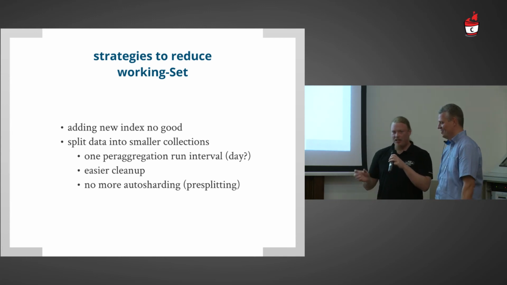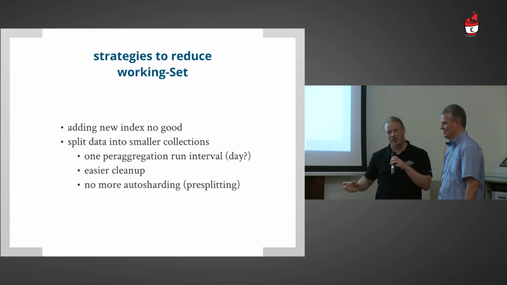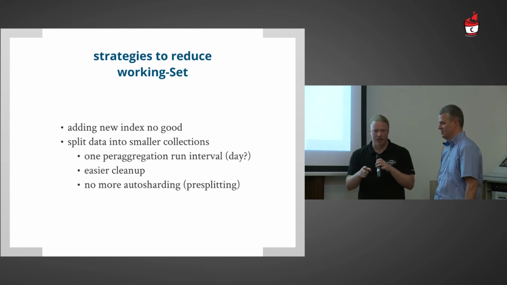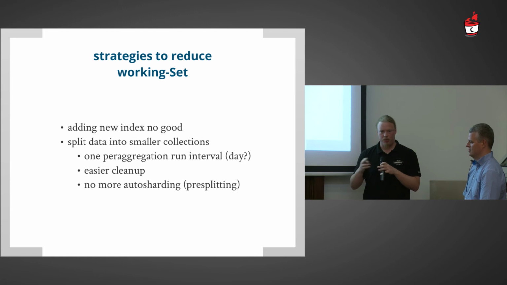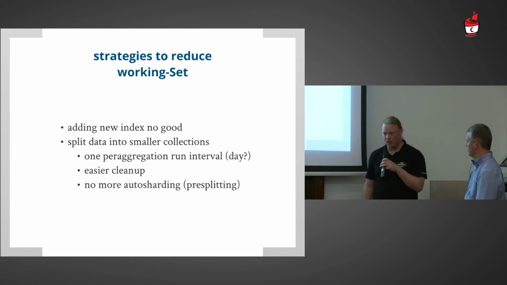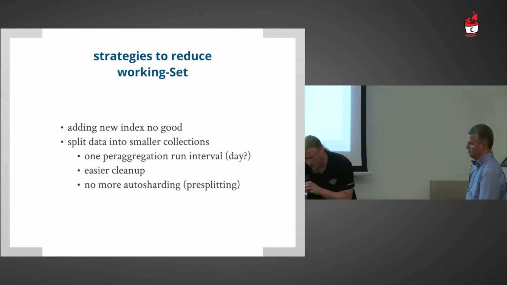So you can't use the auto-scaling features anymore, because remember, our balancer runs during off-time hours only. But I think somebody asked this already. What we can do is manually split our ranges and distribute these chunks beforehand. But this, of course, is manual work, and it's getting complex.